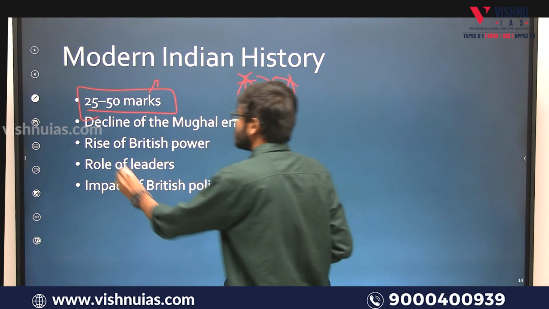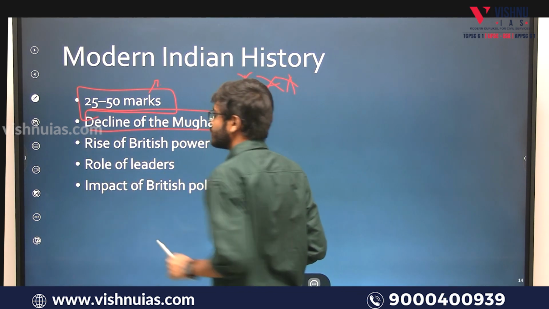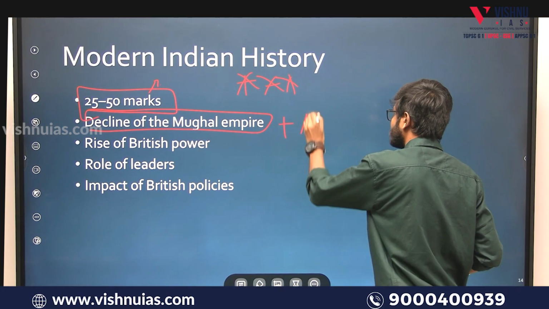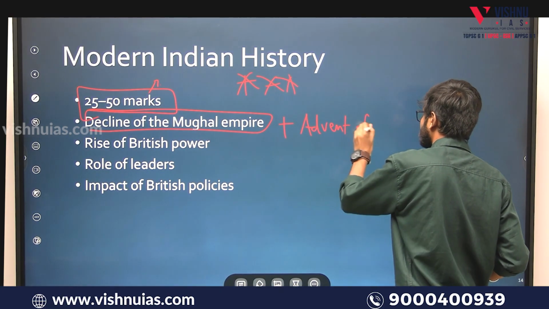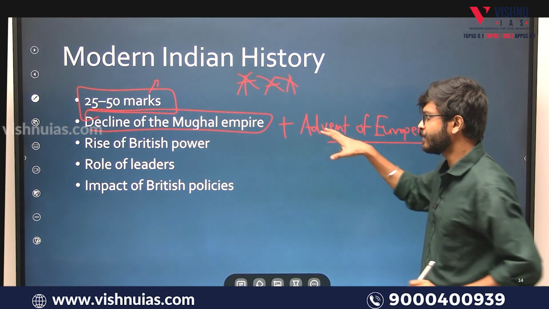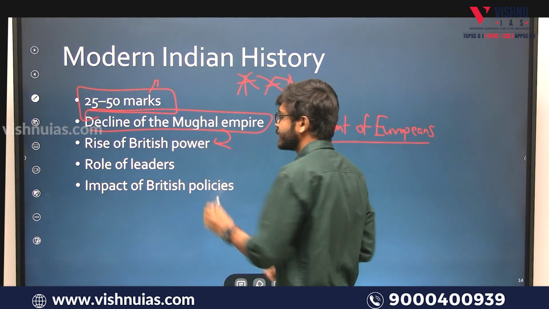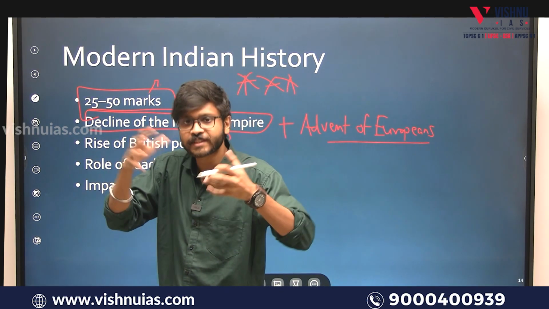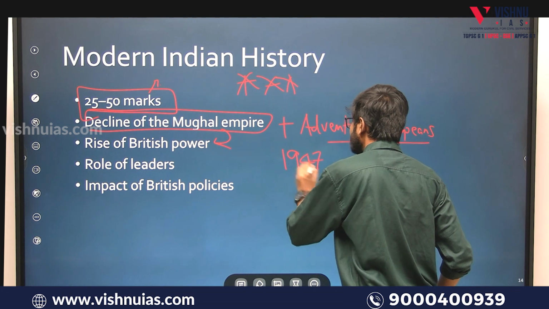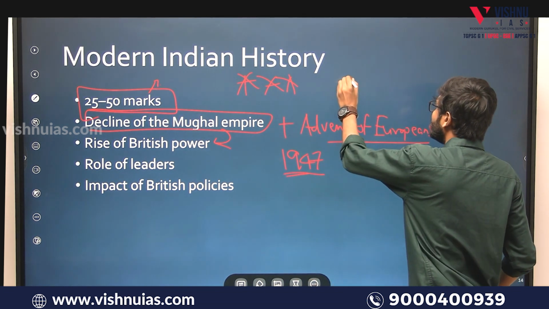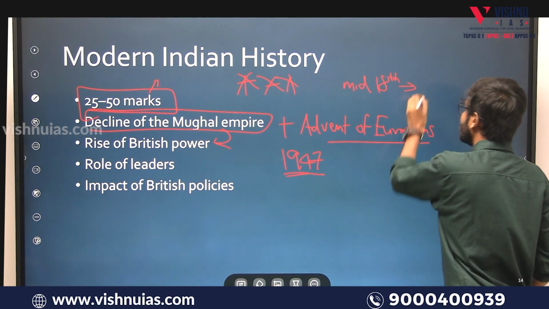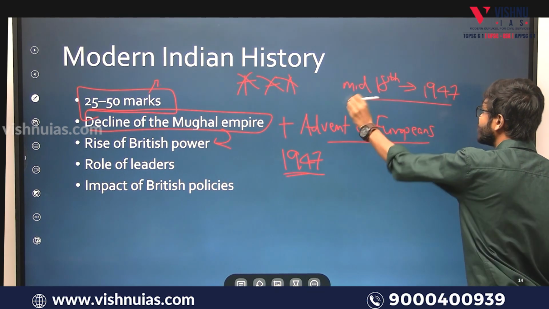So here we have to start from the decline of the Mughal Empire. Decline of the Mughal Empire means another thing is also coming, the advent of Europeans. From the advent of Europeans to the rise of British power. After 1858, the British crown rule happened in India, till 1947. So around the mid 18th century to 1947, this is the timeline which we need to focus on here.